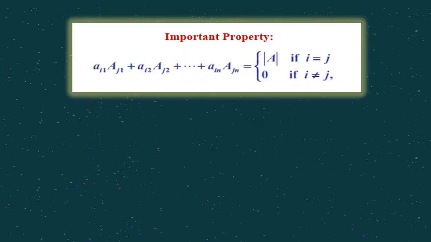Now the important property discussed in your syllabus is, see the notation, small ai1 into capital Aj1 plus small ai2 into capital Aj2 plus etc. plus small ain into capital Ajn equals determinant A if i equals j and it is 0 when i is not equal to j. I hope you all know the notation. The small letter represents the element and the capital letter A represents the cofactor of that particular element.